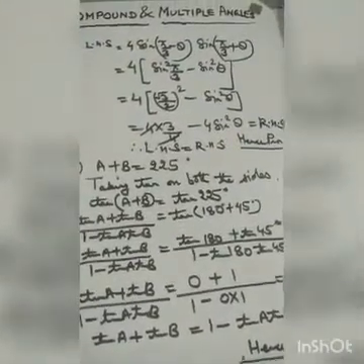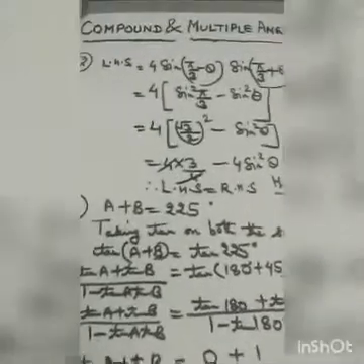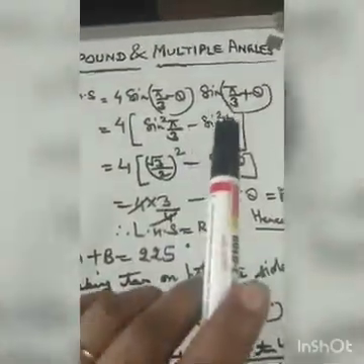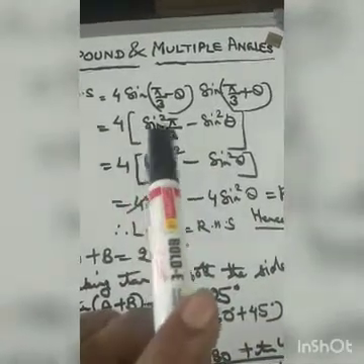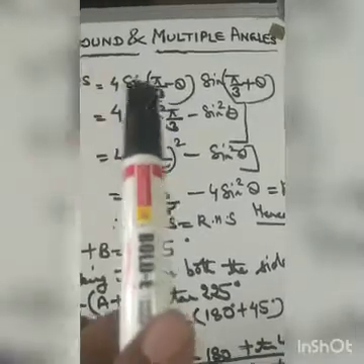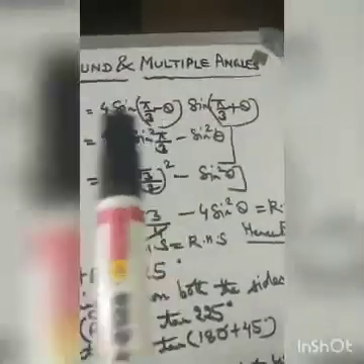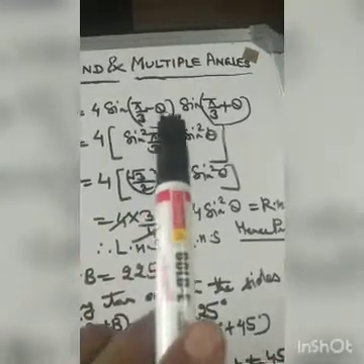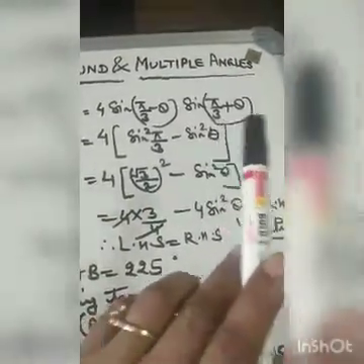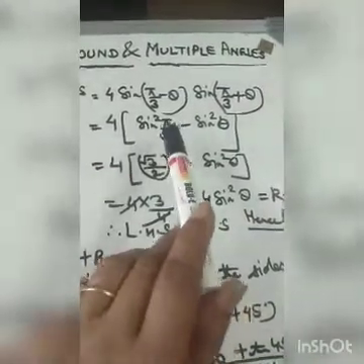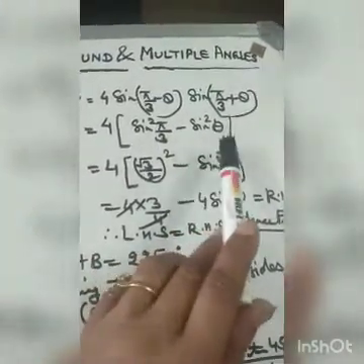Now here we are going to use another formula. I hope you remember sine of A minus B into sine of A plus B is equal to sine square A minus sine square B. So using that formula, we are getting 4 sine pi by 3 minus theta into sine pi by 3 plus theta is equal to 4 times sine square pi by 3 minus sine square theta.